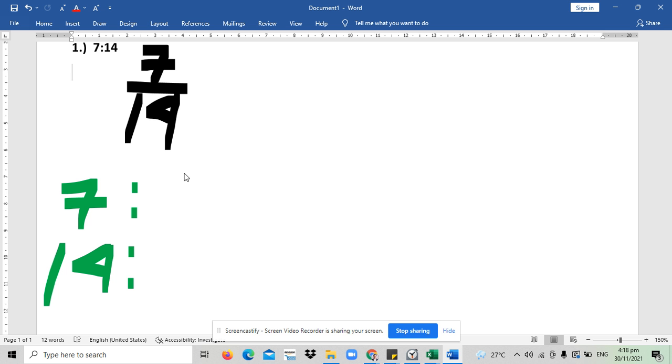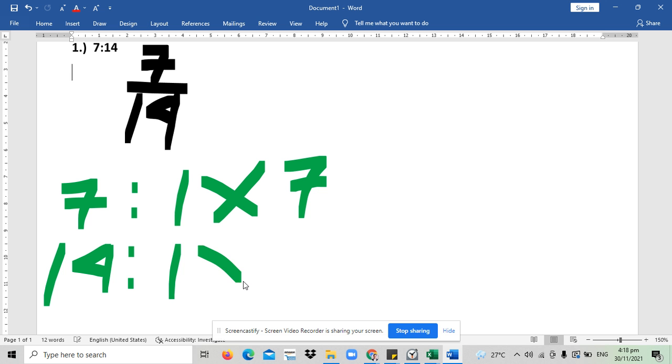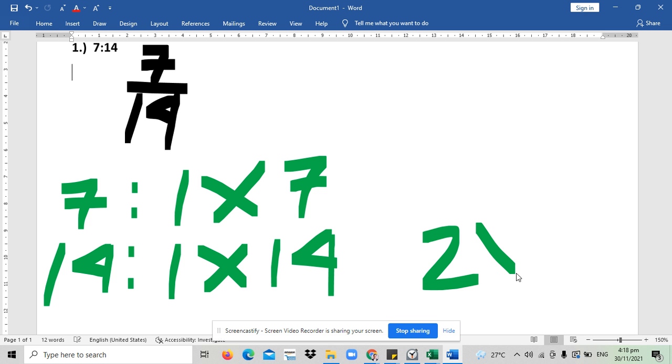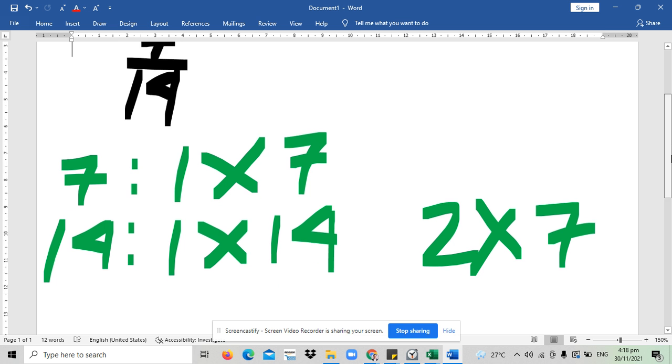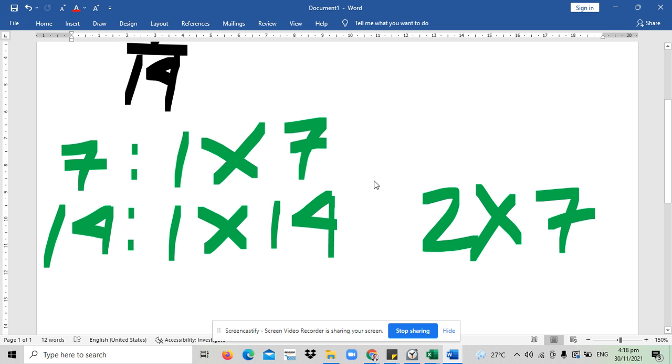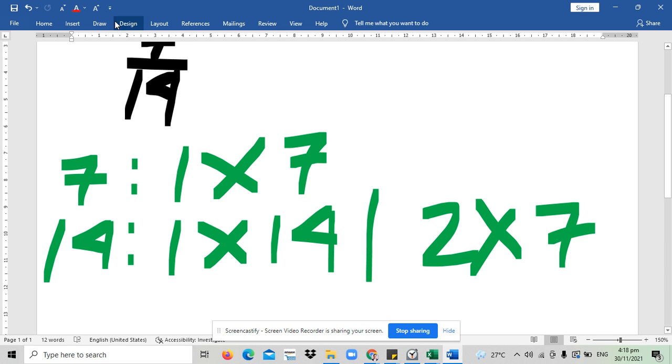So the factors of 7 are 1 and 7: 1 times 7. In 14, we could have 1 times 14. What else? We could also have 2 times 7. So what's the next step? The next step is to identify the common factor.